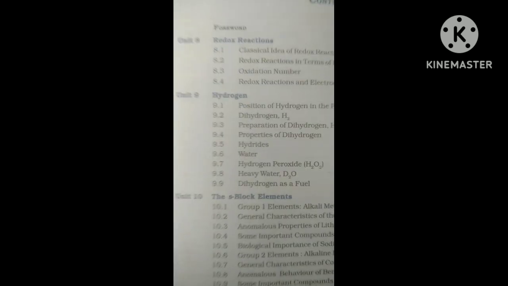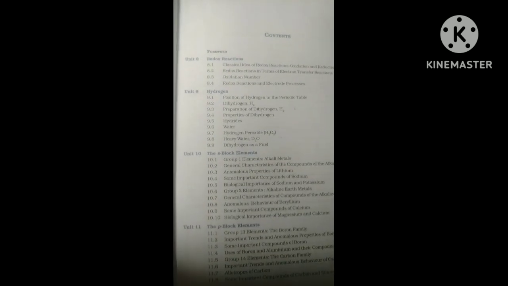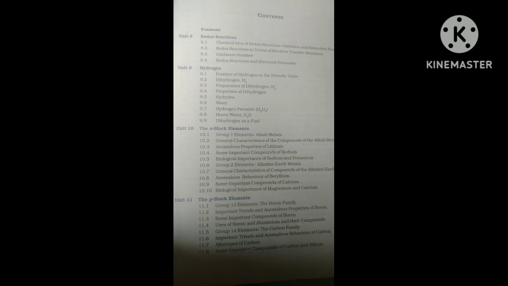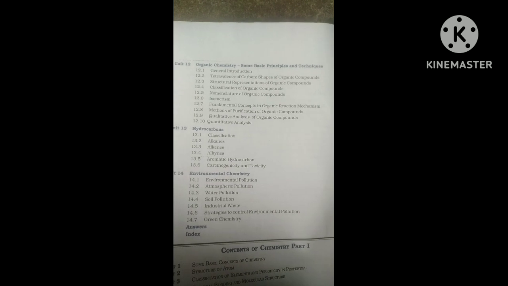And first PU, second sem chemistry book is it. Each chapter is a redox reaction, and the second was hydrogen. Third and the 10th chapter is S block elements, and the 11th chapter is P block elements. 12th chapter is organic chemistry, some basic principles and techniques. The 13th chapter is hydrocarbons, and 14th chapter is environmental chemistry. It completes the 12th and this first PU syllabus, and it is the syllabus of NEET.